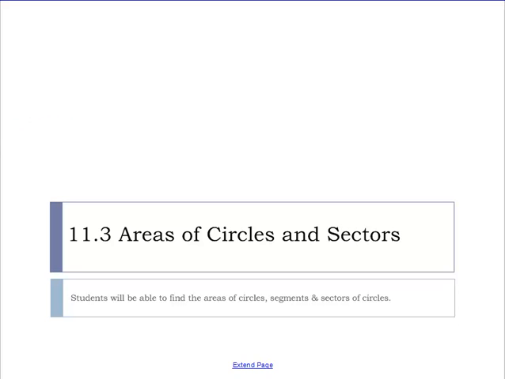All right, so 11.3, the first part of it, it's really completely two separate sections, but they put it together in the book. We're going to talk about areas of circles and sectors.